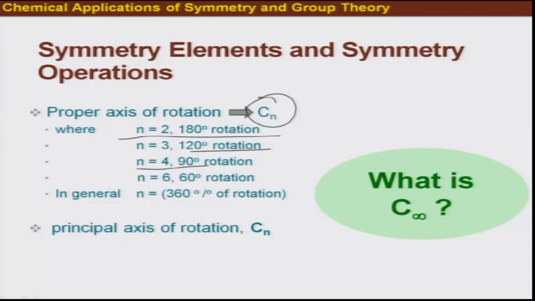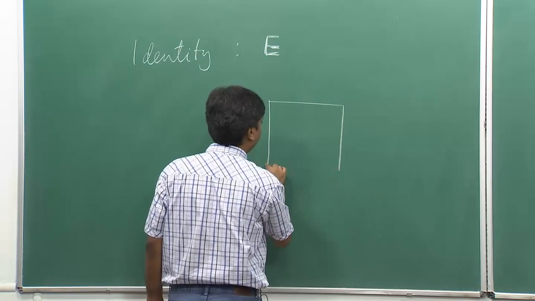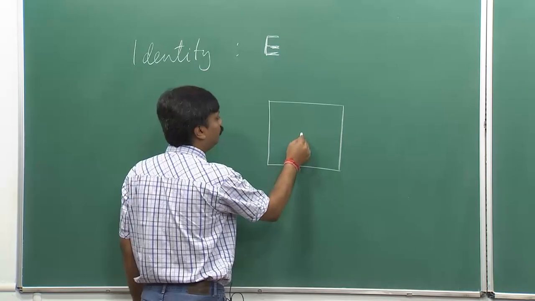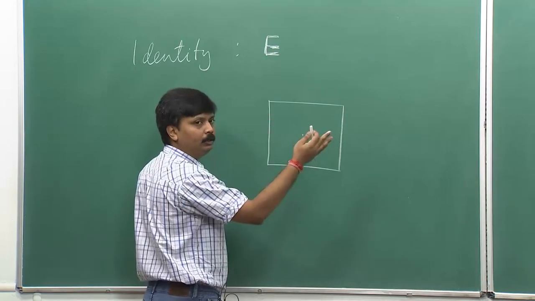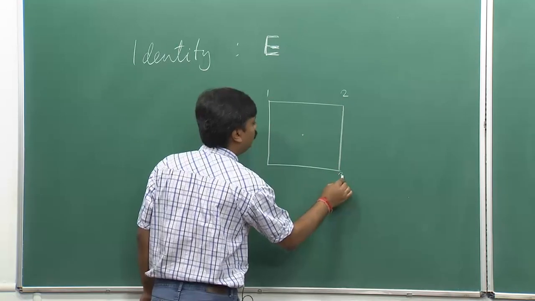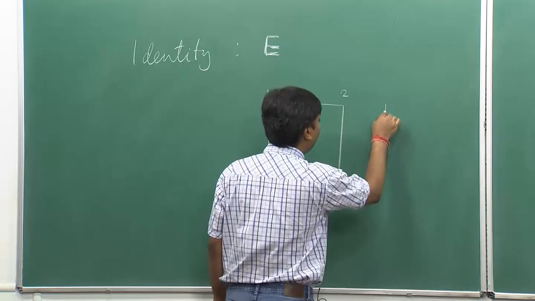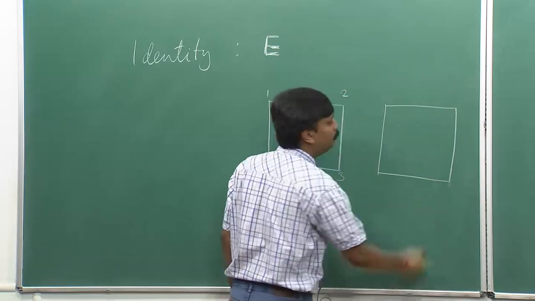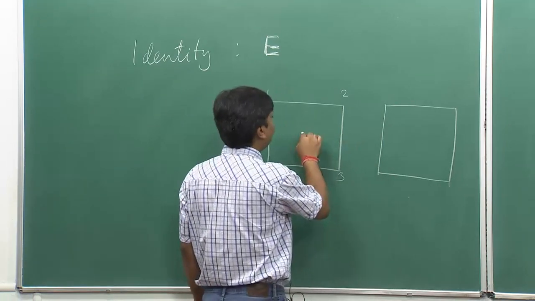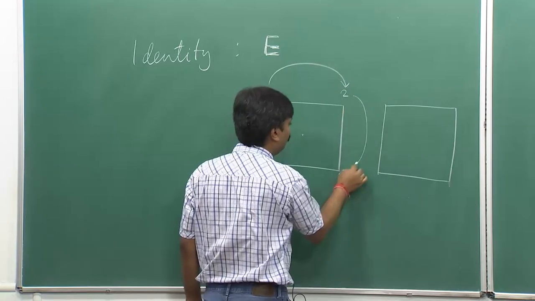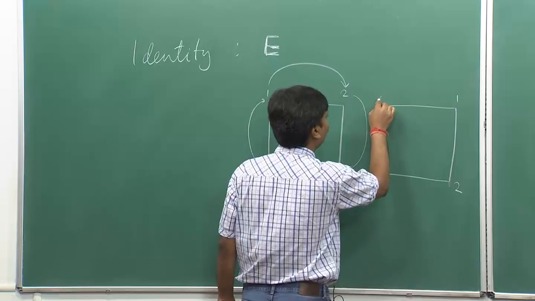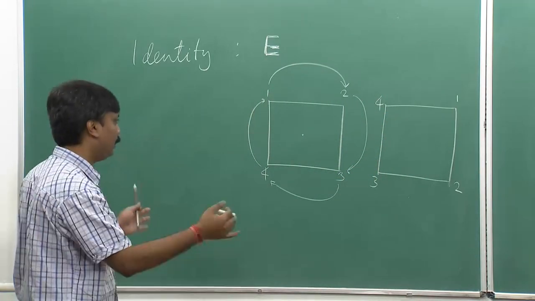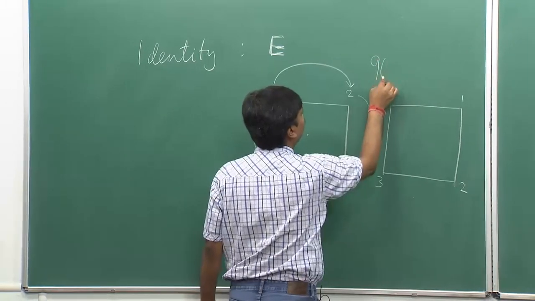So, you can easily figure out that if you have an object like a perfect square, you can imagine an axis through this point, perpendicular to the plane of the board. Then for every 90 degree rotation, you get an indistinguishable structure. If I mark 1, 2, 3, 4, as you have already seen for the triangular case, a square is not going to change to a triangle. Square will remain a square. So, when you give a 90 degree rotation, 1 will come here, 2 will go here, 3 will go here, and 4 will go here. So, ultimately what you have is this: 1, 2, 3, 4. Until and unless you look at these numbers, you have an indistinguishable structure, that is a square. And this is done by a rotation by 90 degrees.